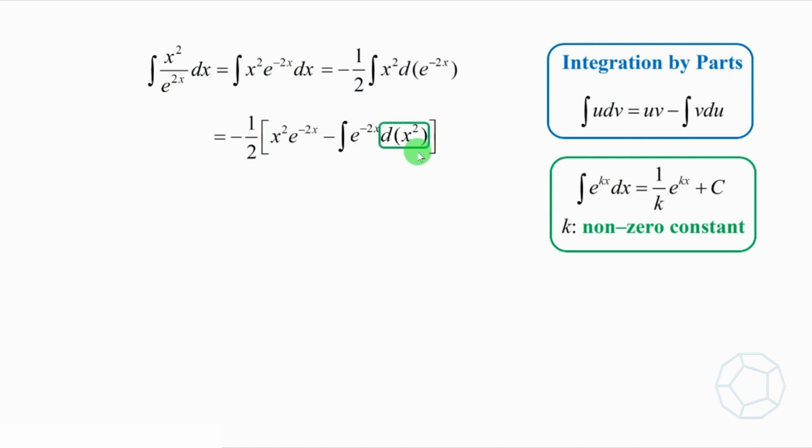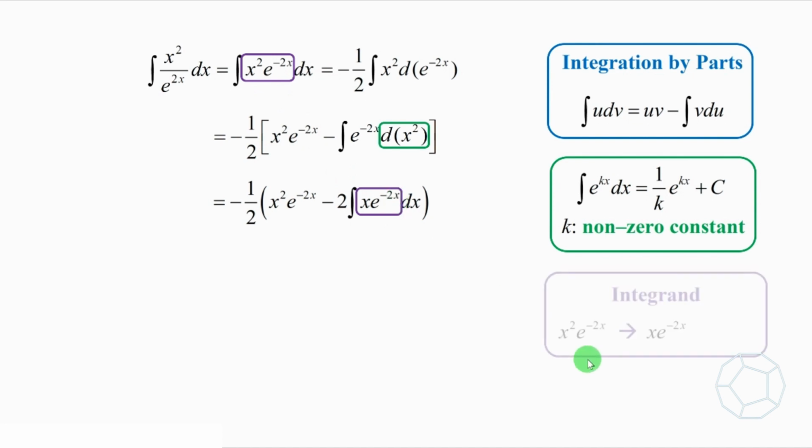Look at this term. Differentiating x squared, we get 2x dx. Just like what we discussed in video on day 5, we focus on the integrand. It is changed from x squared times e to the power of negative 2x to x times e to the power of negative 2x. The index of x is decreased from 2 to 1. Therefore, if we apply integration by parts for one more time, then it can be further reduced to 0, which is a constant. Let's see if it is really the case.